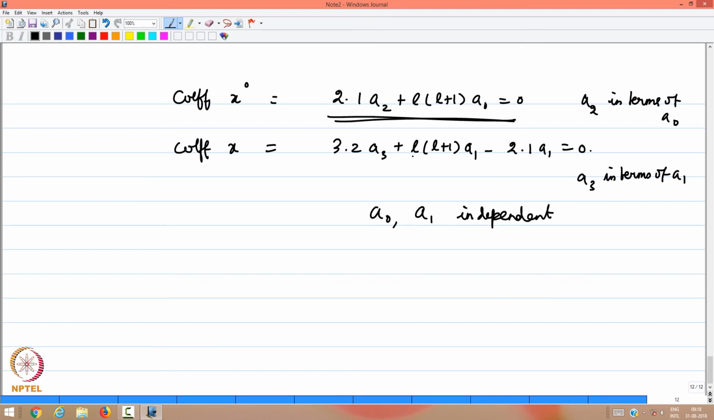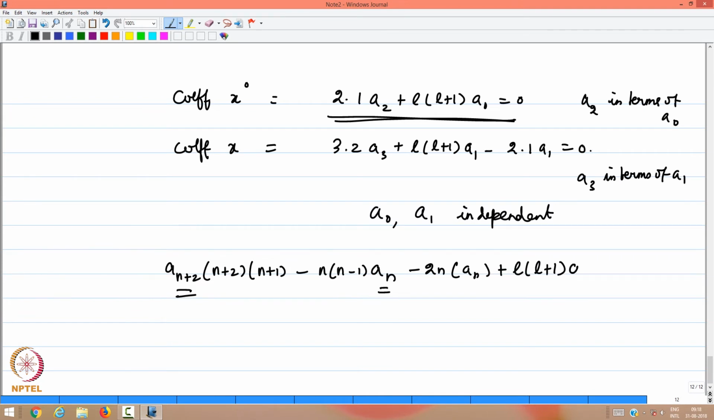And let me write a couple of terms, or maybe I think since you know this now, let me write the general term that we have to worry about. The general term for the coefficient of a n plus 2 times n plus 2 times n plus 1 minus n into n minus 1 a n plus 2 to a n minus 2 n a n plus L into L plus 1 A n is equal to 0. Therefore, A n plus 2 is expressed in terms of A n irrespective of whether n is odd or even.